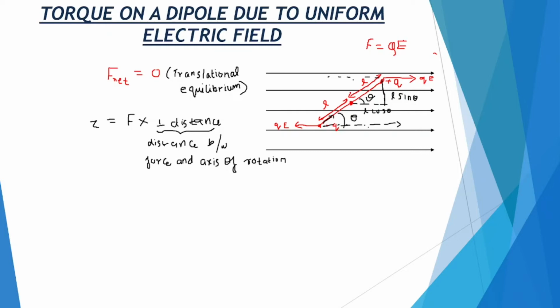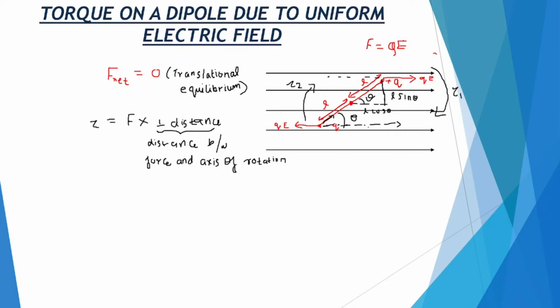Now there will be two torques experienced by this dipole. That means a torque due to plus q and a torque due to minus q. The force on plus q is like this, so it will be acting in this direction. The torque due to plus q will be in this direction, and the torque due to minus q will be in this direction. Let's name these torque 1 and torque 2. This is in a clockwise direction and this is also in a clockwise direction. So both torques are in the same direction, so we can add them.